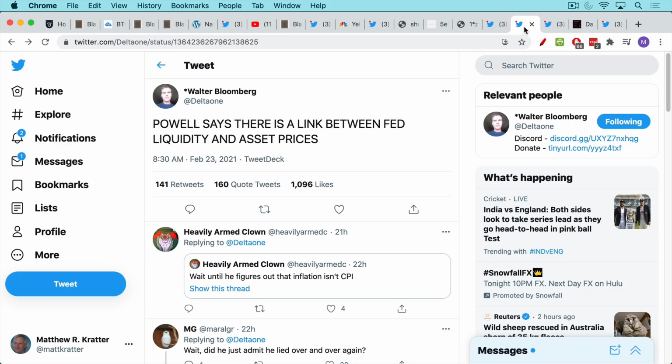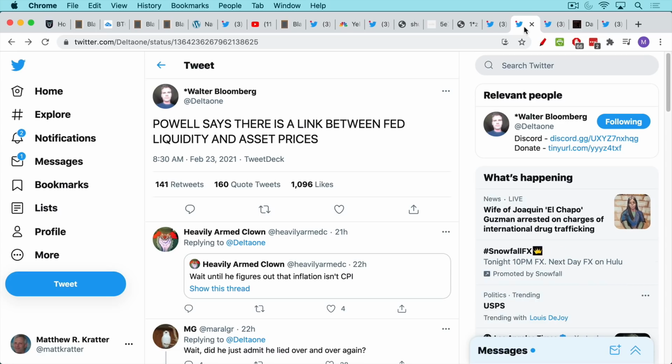Powell, in many ways, is much more honest. In his testimony yesterday, he said that there's definitely a link between Fed liquidity and asset prices. Obviously there is. This is why the stock market is pumped and Bitcoin is pumped during a time of very sluggish economic growth, all the problems with the pandemic and the lockdowns. And yet we're close to new highs on the S&P 500, the QQQs, Bitcoin, etc.